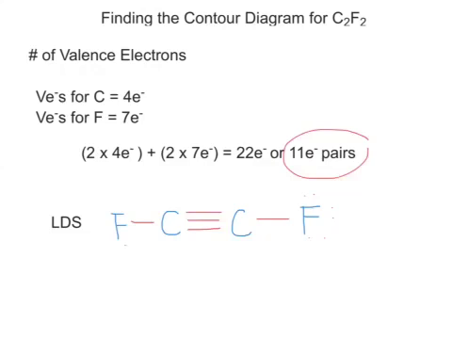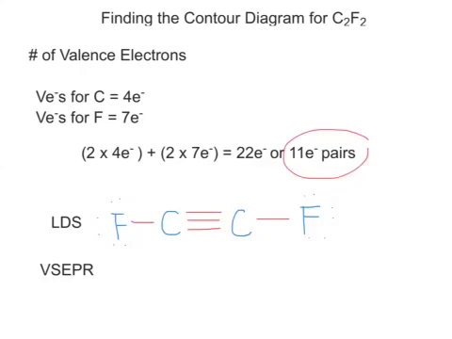10 and 11. Although I just thought I made a mistake there for a second. So if we count overall, we have 1, 2, 3, 4, 5, 6, 7, 8, 9, 10, 11 pairs, which is what we want. Now we move on to making our VSEPR theory diagram, which is going to help us further find the contour diagram for C2F2.